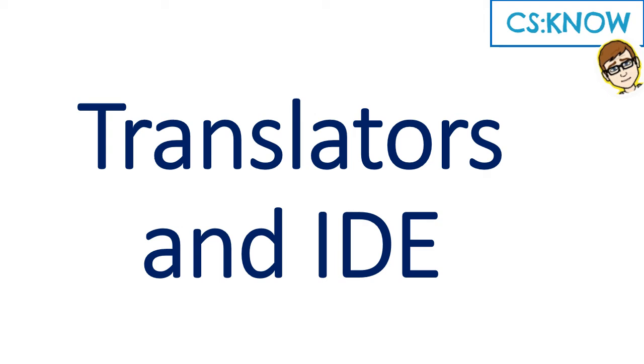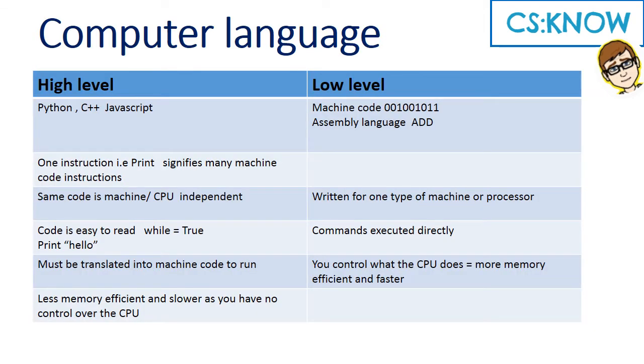Translators and IDEs. There are two types of programming languages, high and low. High, think of high in humans, both start with an H. They're ones that, when you look at them, kind of make sense. They read a little bit like English. Low is in machine code, in binary. Okay. So high-level languages are things like Python, C++, and JavaScript.